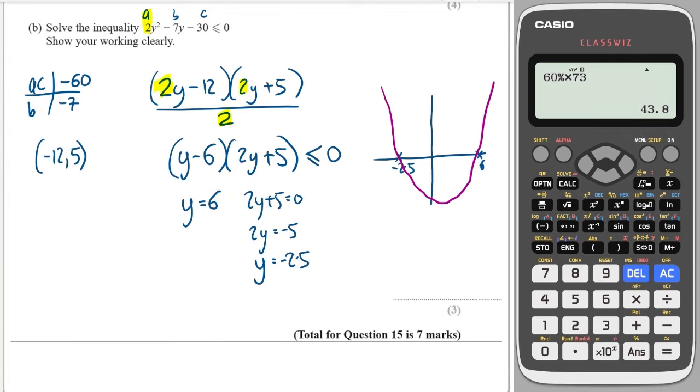And we want to know where this quadratic is less than 0. Well, it's less than 0 when it's below the axis like that. And that is in between minus 2.5 and 6. And we write it like this. We write that y is greater than minus 2.5, but it's less than 6. And we also write it equal to because the symbol in the equation is a less than or equal to symbol.